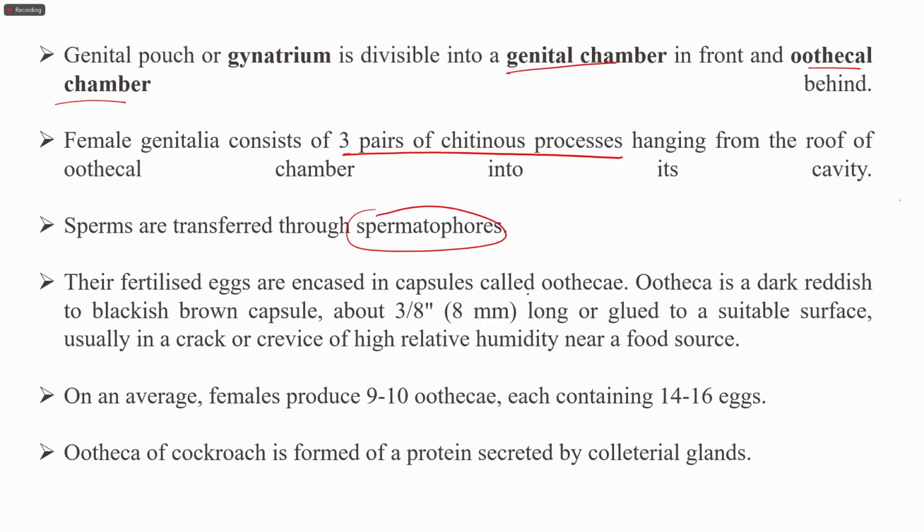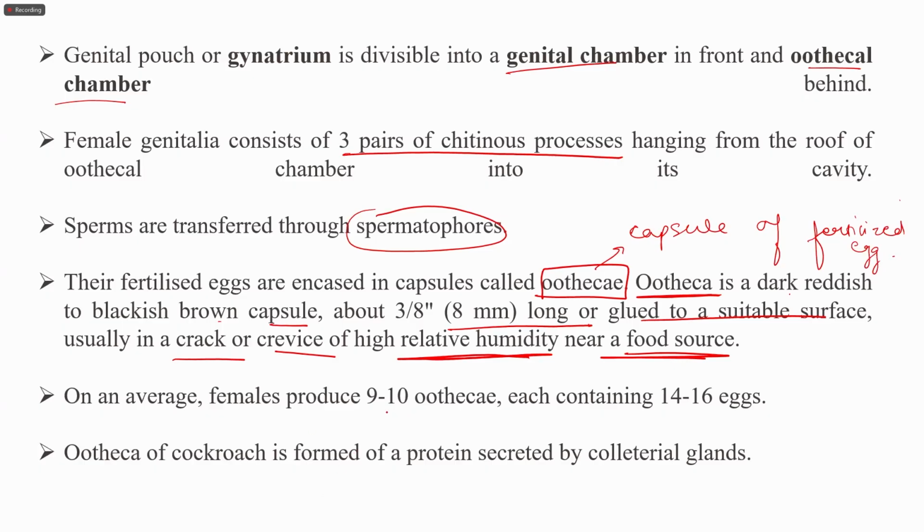The eggs are encased in capsules called the ootheca. Ootheca is a dark reddish to blackish brown capsule, around 8 millimeters long, which is glued to a suitable surface, usually in a crack or crevice of relatively high humidity near a food source. So basically, the fertilized eggs are encased in a capsule, the ootheca. It is the capsule of the fertilized eggs.